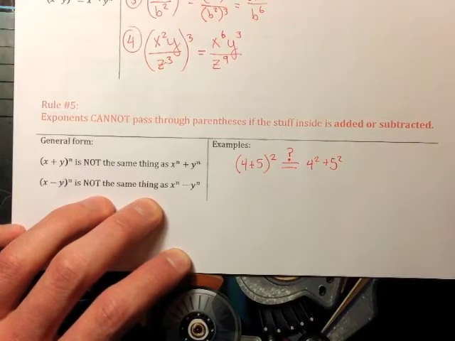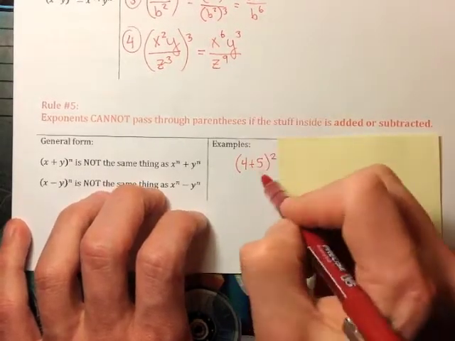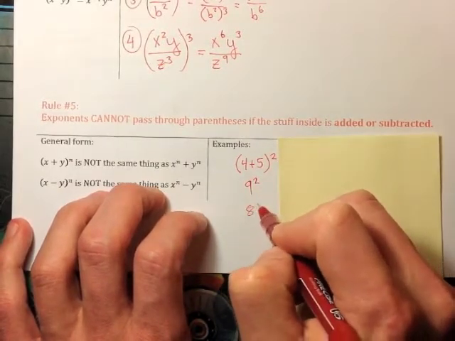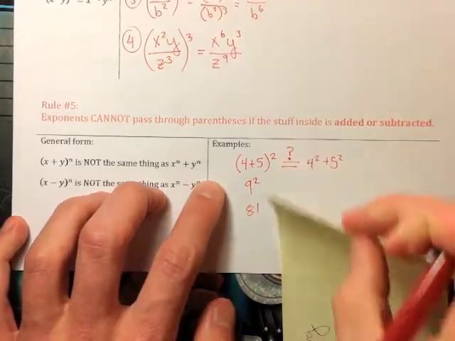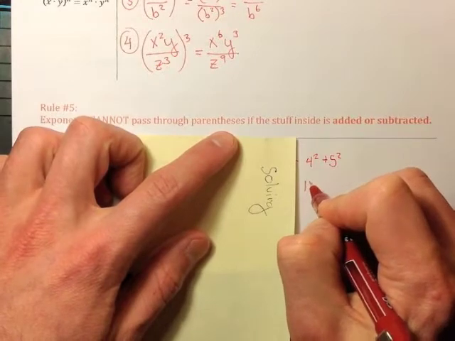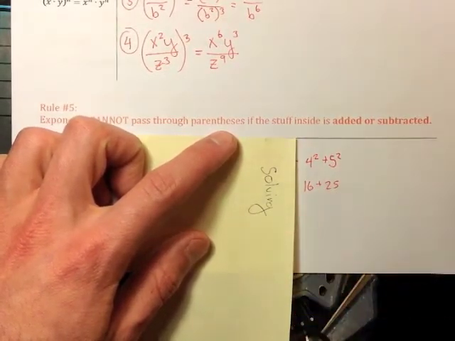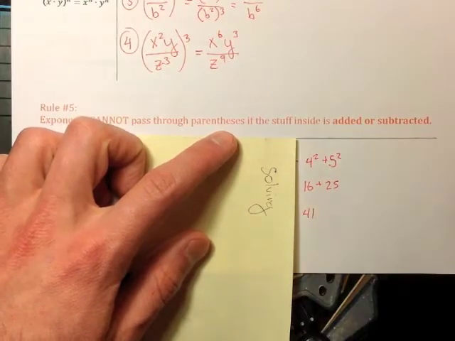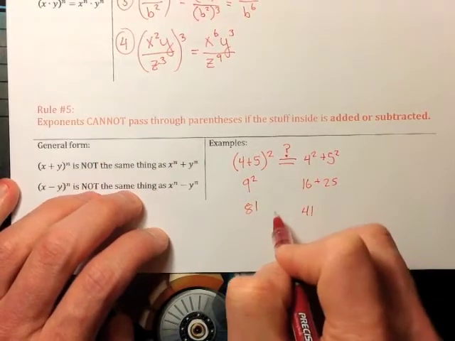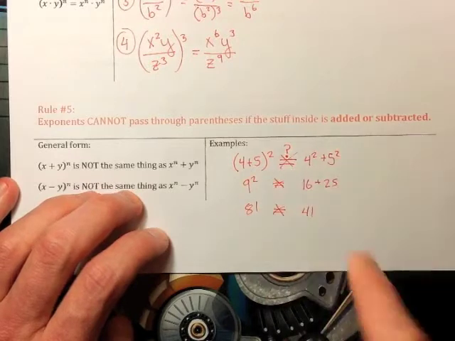Well, let's see. Let's look at the left side first of all. 4 plus 5 is just 9 squared. 9 squared is 81. Now let's see if that is equal to the right side. 4 squared is 16, plus 5 squared is 25. 16 plus 25 is 41. Last time I checked, 81 is not equal to 41. So none of these expressions are equal.